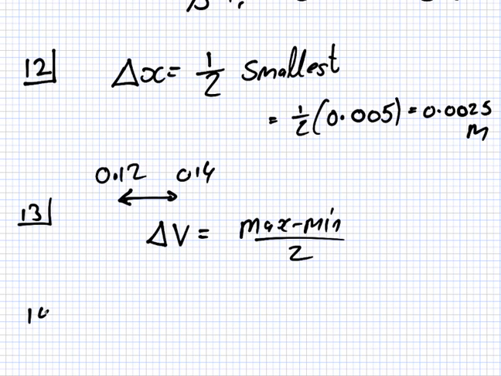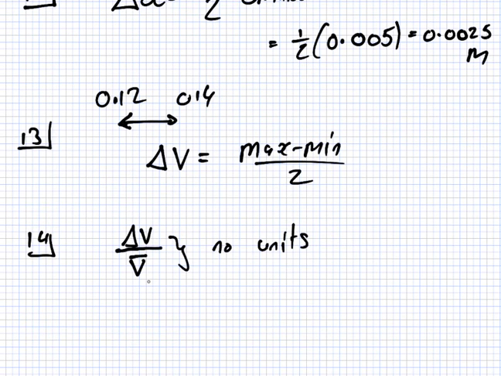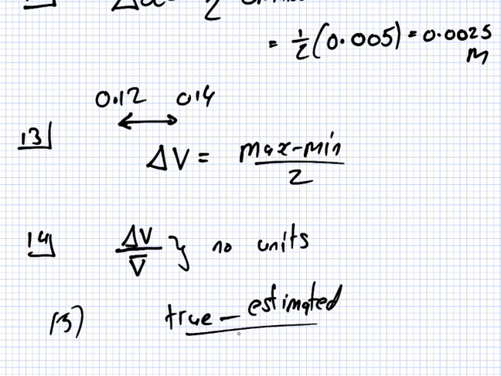And just to recap, 14, the relative uncertainty is just the uncertainty divided by the value, the average. That's the relative one. This has no units. That's one of its advantages. So you can actually give it as a percentage. And then relative error, that's the true value minus the estimated value from your experiment, divided by the true value, multiplied by 100%.